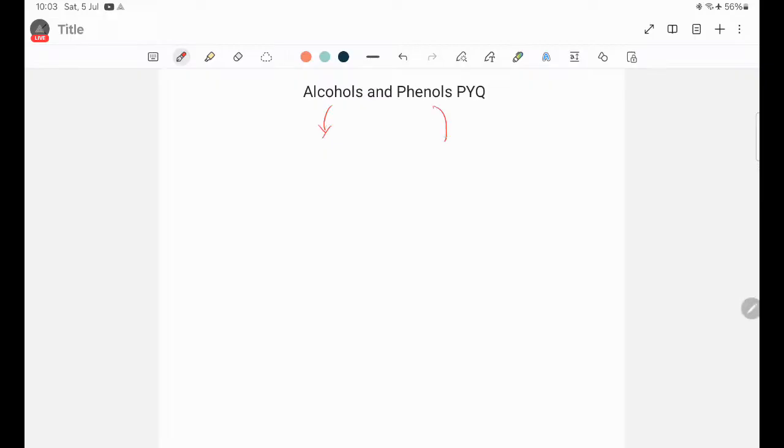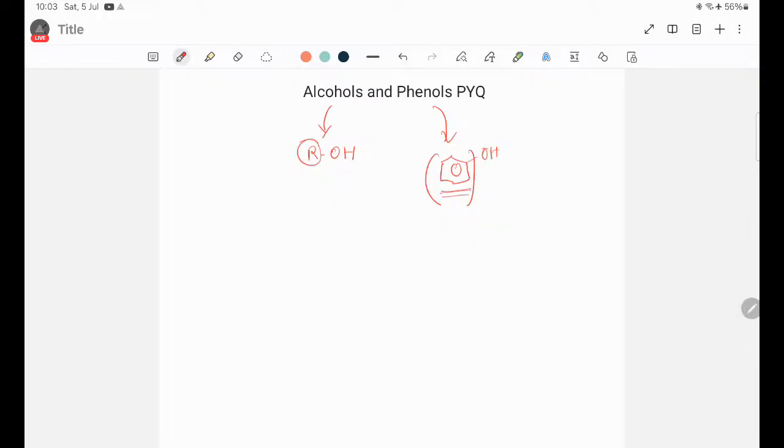Just before starting this session, I want to recapture what these alcohols and phenols are, or what the basic difference is between alcohols and phenols. See, an alcohol we can write as ROH, where R is mostly the alkyl group, right? And in phenols it is mostly the phenyl ring, and this phenyl ring may be substituted or not.